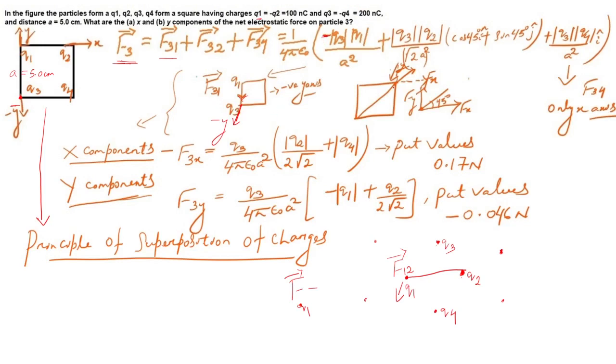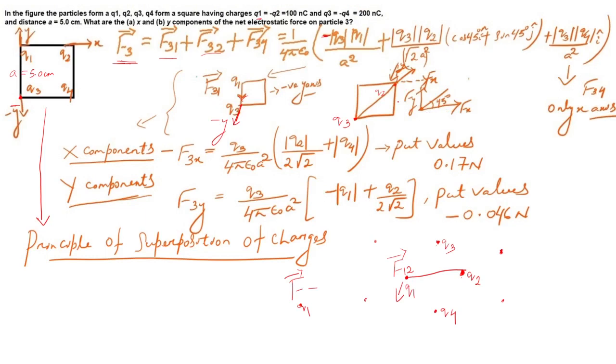Similarly, Q3, and what is the force due to F32? Suppose here is the particle Q3 and here is the particle Q2, and it is on the diagonal of a square. So the distance between the two charges will be √2 a. Okay, so that can again be divided into x components and y components.